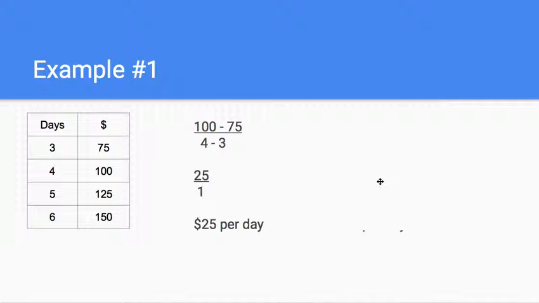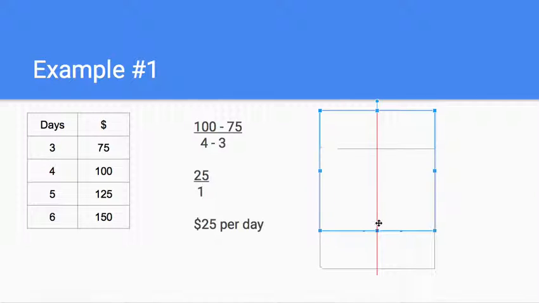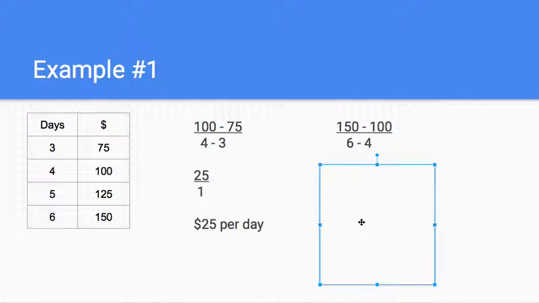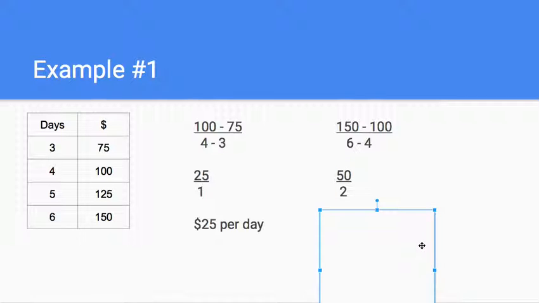Now I'm going to check it again. I want to show you this can be used for any two numbers. In this case, I took 150 minus 100. So they don't have to be consecutive. And then I put that over 6 minus 4. You can see I just took any two numbers, just as long as I used the pair and kept them in the same order. Now that gives me 50 over 2. When I divide 50 by 2, I get $25 per day.